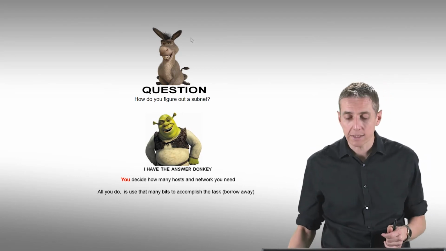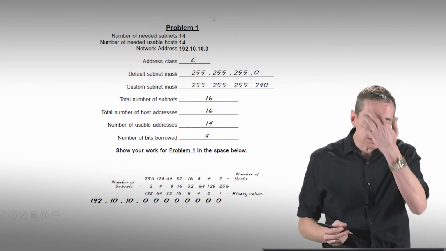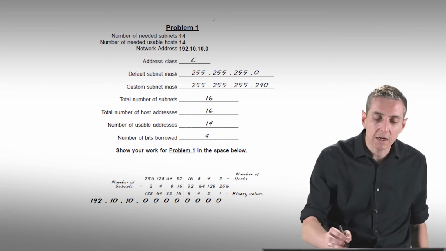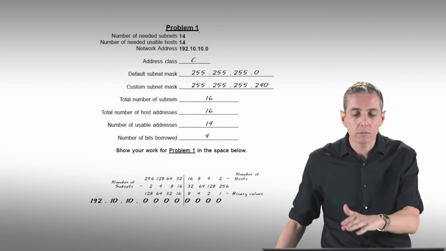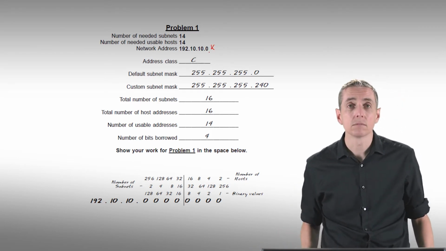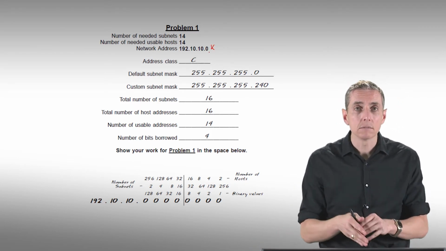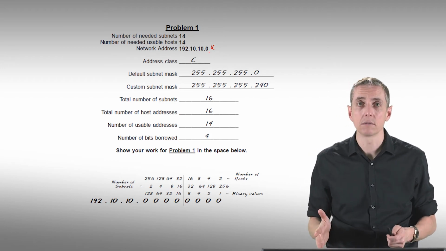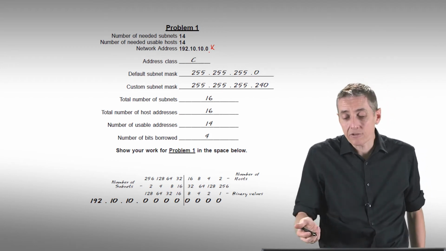All right, so let's have a look at an example of what we're talking about here. All right, so this is the first problem. So I've said to you, number of subnets 14, number of hosts needed 14. Okay, and there's our IP address right down here. Now I filled all these in. The next question is going to be blank. Okay, so what's the address class?